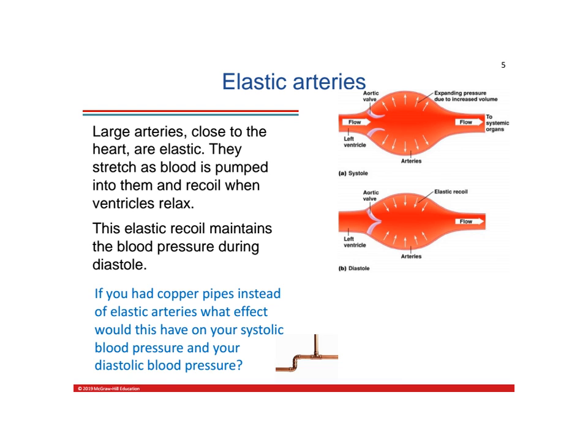Now let's imagine, instead of having these elastic arteries, what would happen if you had copper pipes instead of elastic arteries? What effect would this have on your systolic pressure and your diastolic pressure? Think about that for a moment.